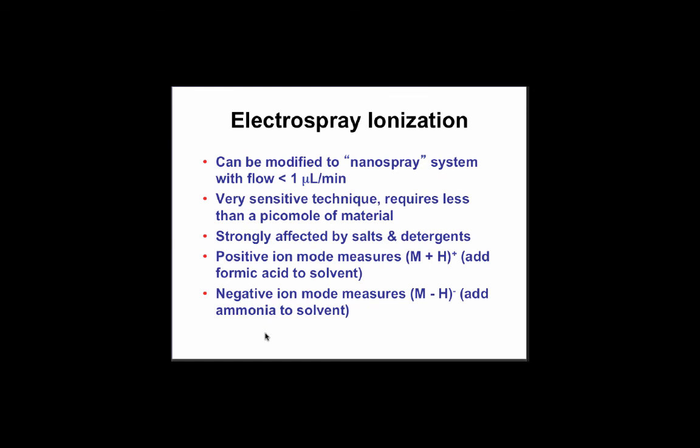You can work with very small nano sprays. Those are often preferred now. As I say, it's very sensitive. You can get by with very tiny amounts. But with electrospray, if you have a salt or detergents in them, it's totally messed up. So you have to work with very, very clean samples. And then depending on whether you want to look in the positive ion mode or negative ion mode, you have to add a certain co-ion. So you might add formic acid to the solvent for positive ion, or ammonia if you want to work in the negative mode.